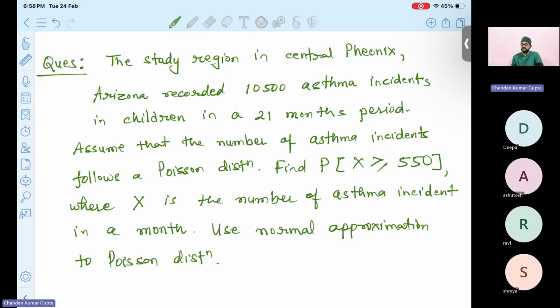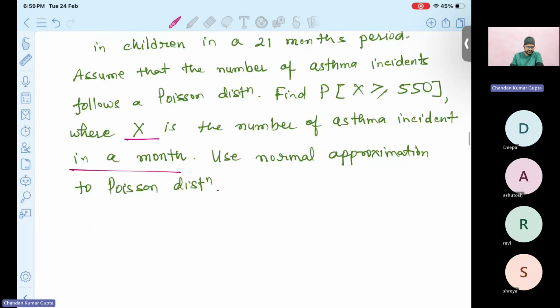In the last class, we discussed that the Poisson distribution is used when we are dealing with a rate kind of parameter, a rate kind of incident. Here, X is a random variable in a month, so it is a kind of rate. And we have 10,500 incidents in 21 months. So that means in 1 month, how many incidents are there? So yes, now you may recall.